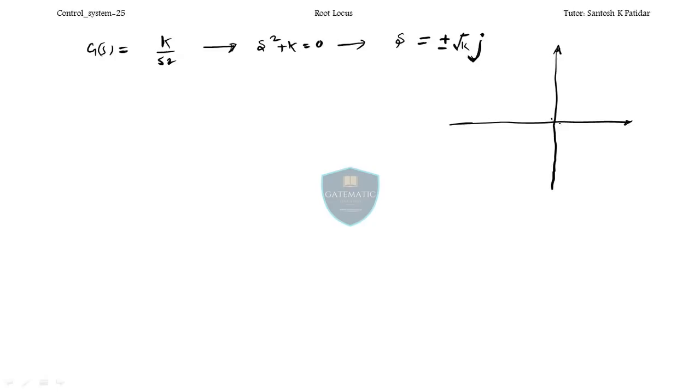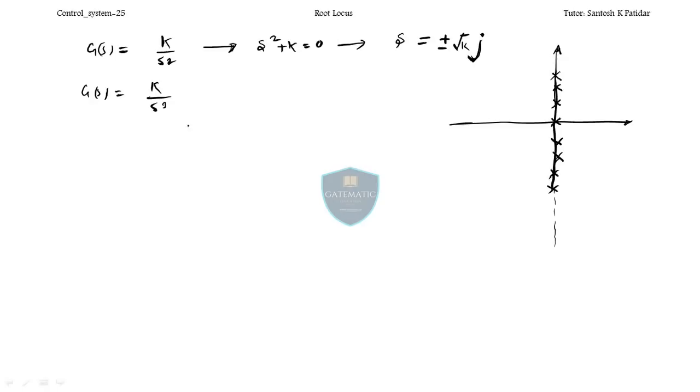So when k is 0, you will get your poles here. If k is positive, it will come over here. Like this your poles are moving in both directions. So this is your path. This is your root locus, the entire imaginary axis. You can do the same thing if your G(s) is k over s cube. For this particular case, it's easy to draw the graph.